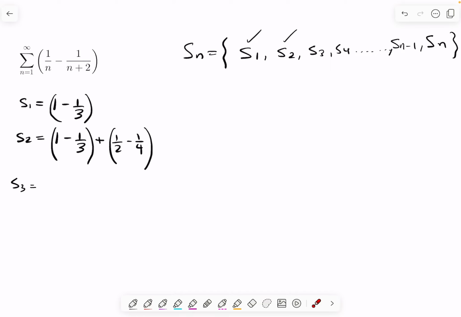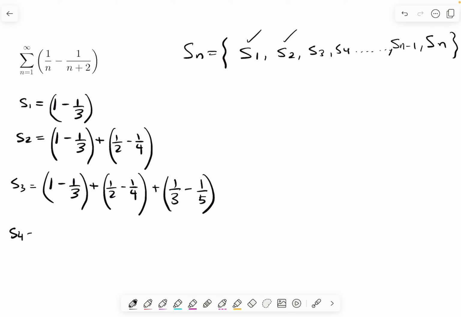So s sub 3 is the partial sum that includes a sum up until 3, so it includes these two sums. You can always just take the previous sum, because the previous sum is the sum up until that point. So the sum up until 3 includes the sum up until 2, so we go ahead and add that. Then we do 1/3. Here's a 3, and this becomes a 5. So 1/3 minus 1/5.